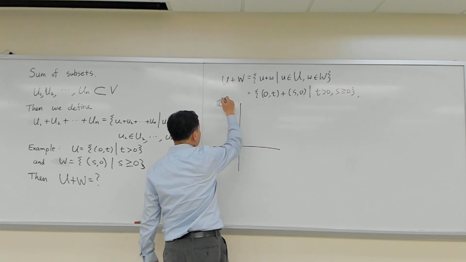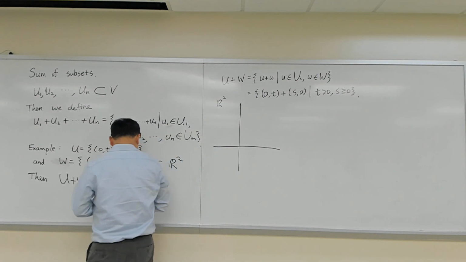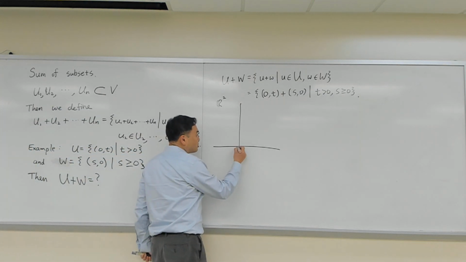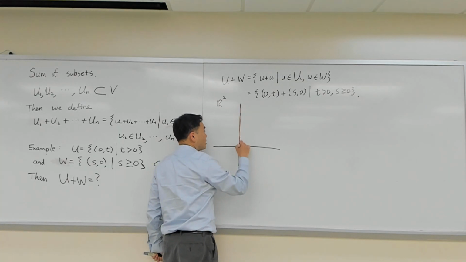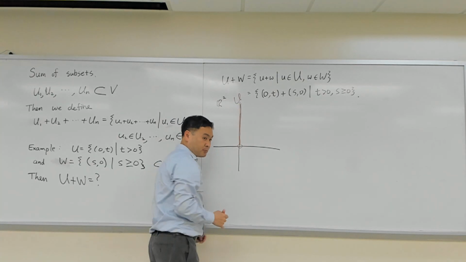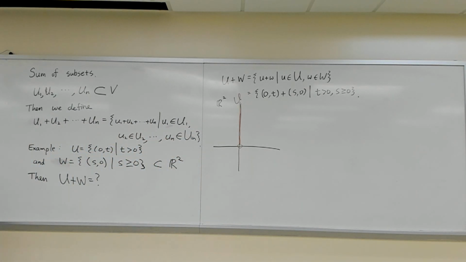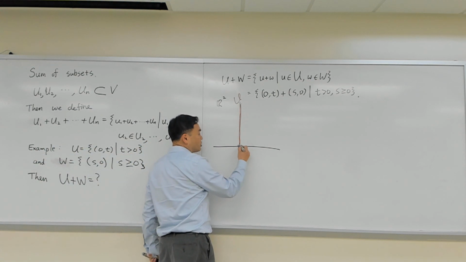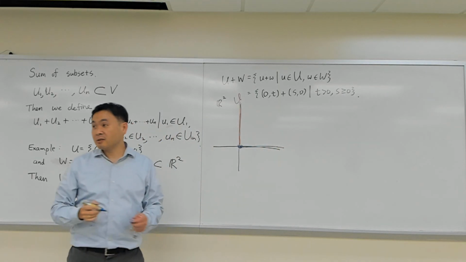Here's R2. What's the geometrical representation of U? Can you see it? What is U in that picture? Y-axis above 0. So not including 0, it is this. That's your U. Okay. How about W? This time it includes 0 and it's here. Okay?